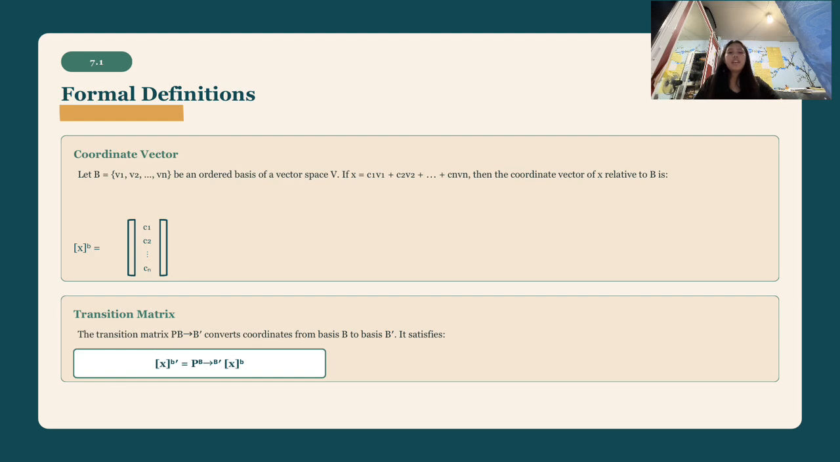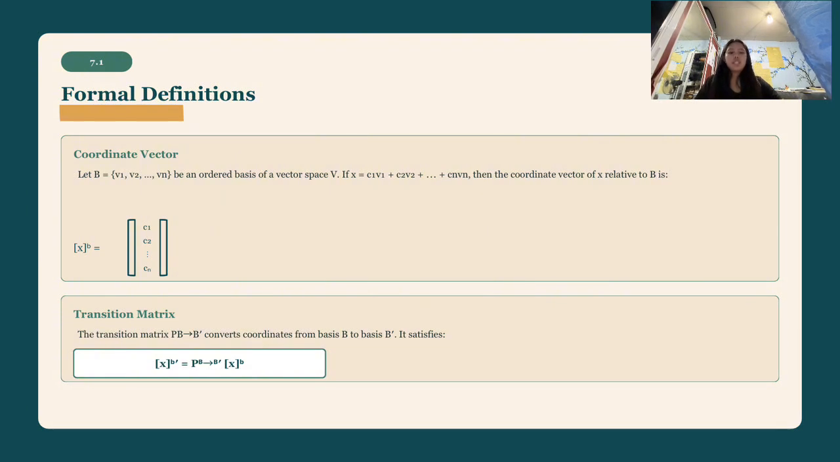A coordinate vector tells us how much of each basis vector is needed to build a given vector. So if x equals c sub 1 v sub 1 plus c sub 2 v sub 2 plus up to c sub n v sub n, then the coordinate vector simply consists of the coefficients c sub 1, c sub 2, all the way to c sub n.